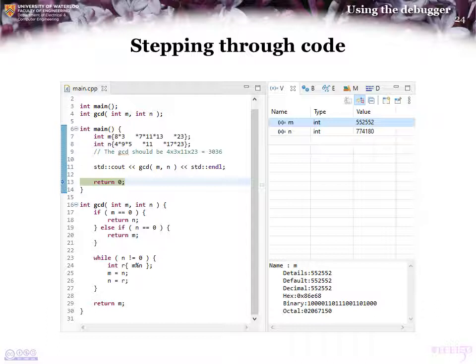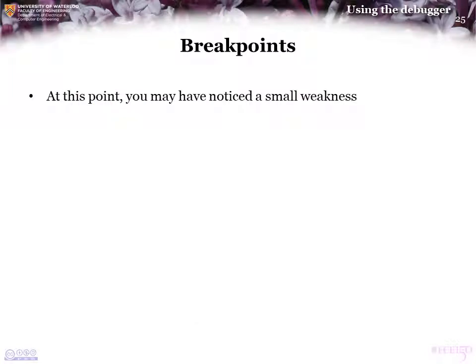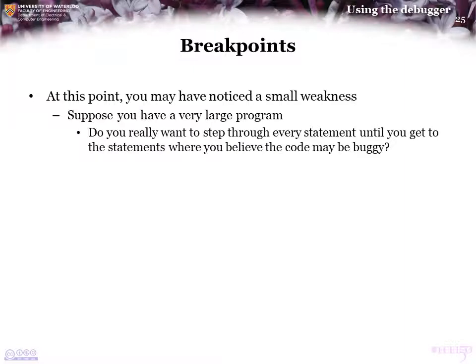You can either go back to editing by then selecting the C/C++ perspective, or you can run the debugger again. Now, at this point, you may have discovered one small weakness with this concept of stepping through a program. Suppose you have a very large program and the issue doesn't actually manifest itself until later on in the program. Do you really want to step through every single statement until you get to the code that you believe to be buggy?